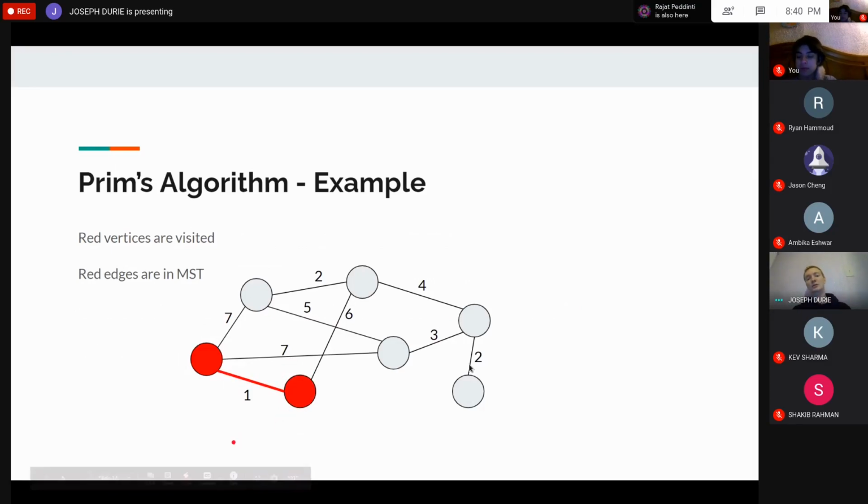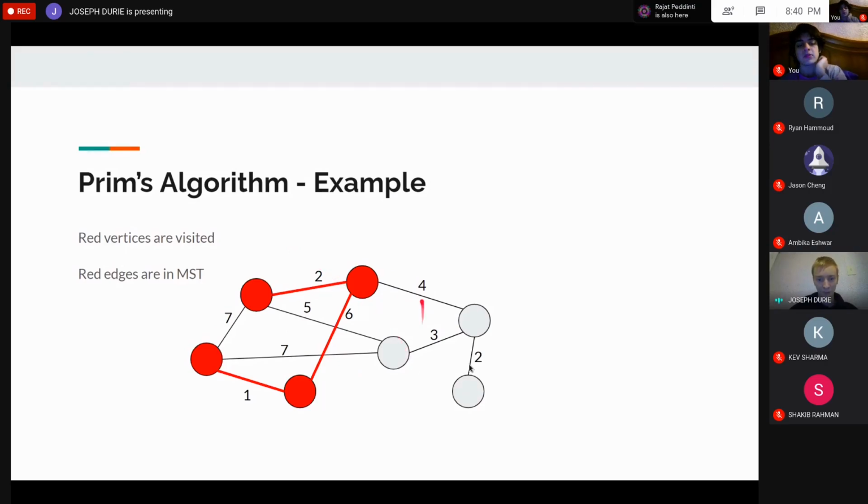Okay. Now we're going to look again at all the edges between a red vertex and a gray vertex. So we have 7, 7, 6 here. The lowest weight one is the 6. So we take that and we add this vertex. And then we're going to repeat again. Now we have a lot of edges. We have 2, 4, 7, and 7. Oh, wait, not the 3. And so the minimum weight edge there is the 2. So we're going to add this vertex and the 2 to the minimum spanning tree.